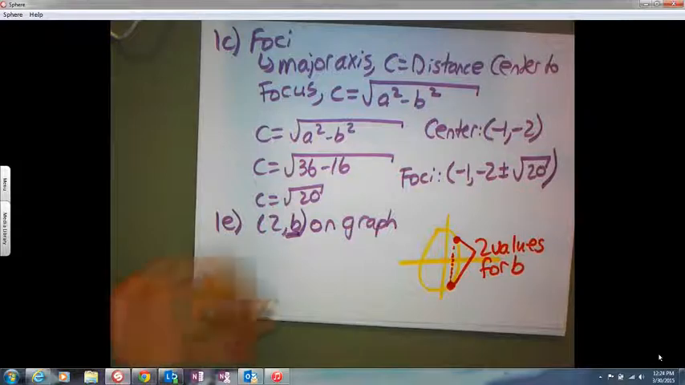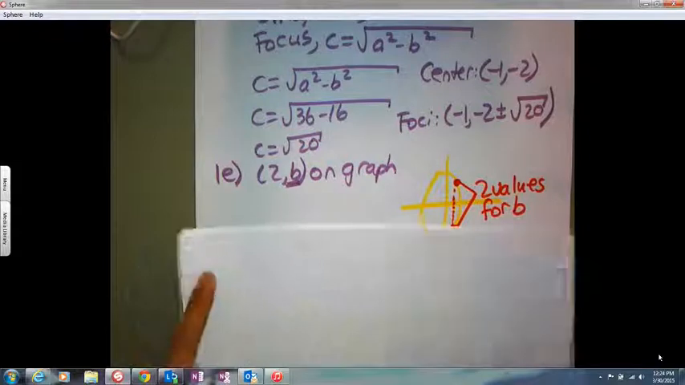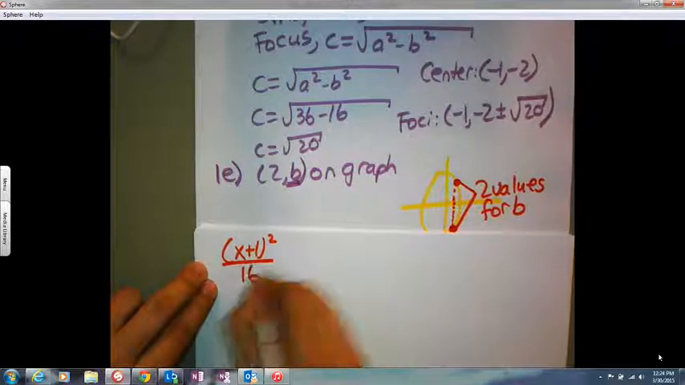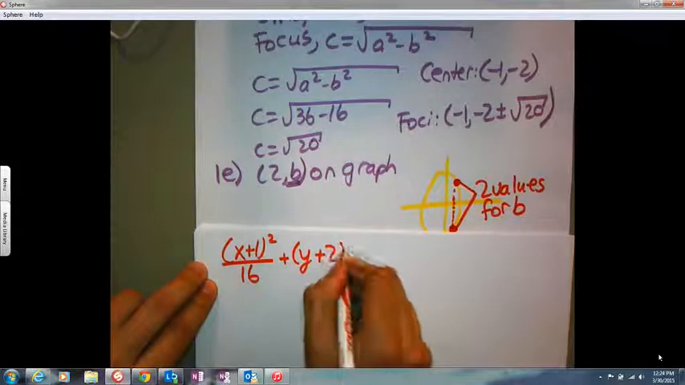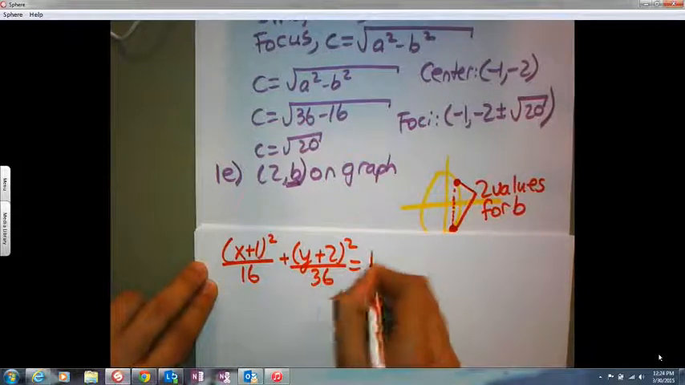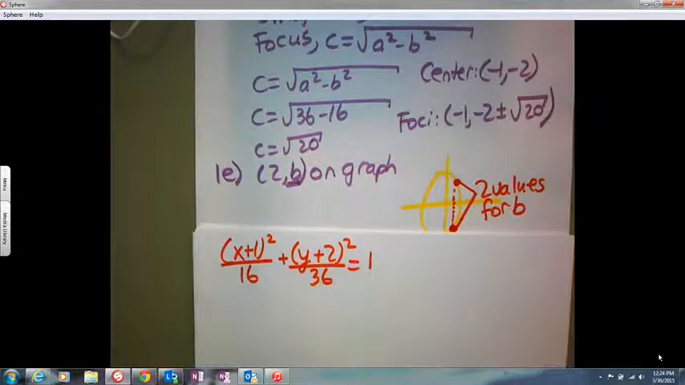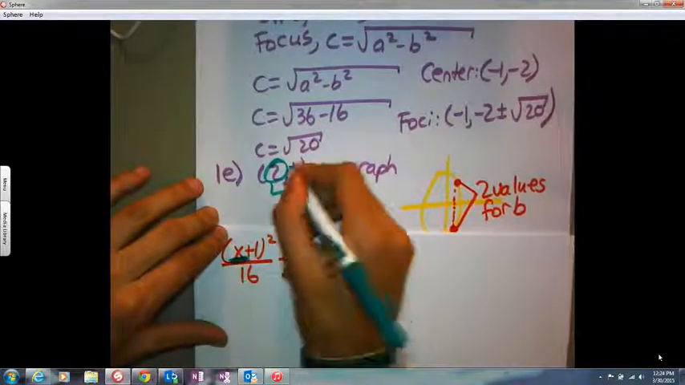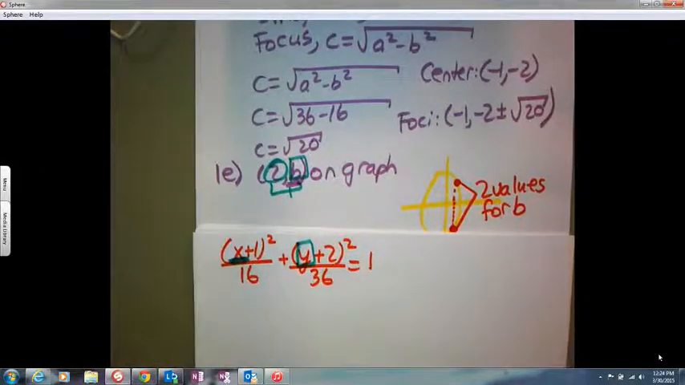Now, how do we find b? Well, we recall that our equation was x plus 1 squared over 16 plus y plus 2 squared over 36 equals 1. And we know 2 comma b is on the graph. So just put 2 in for x and put b in for y, because it has to be on the graph, which means it has to satisfy the equation. Bless you, Brianna. You're welcome. Let's plug that in and see what happens.